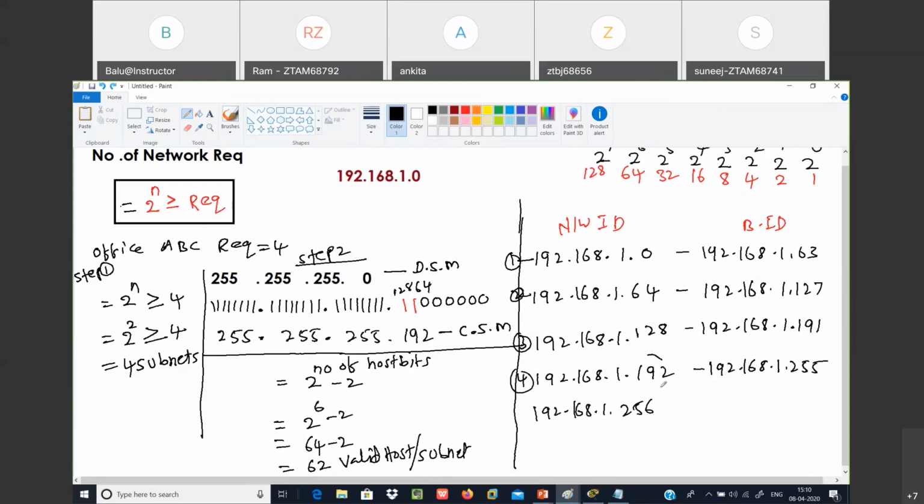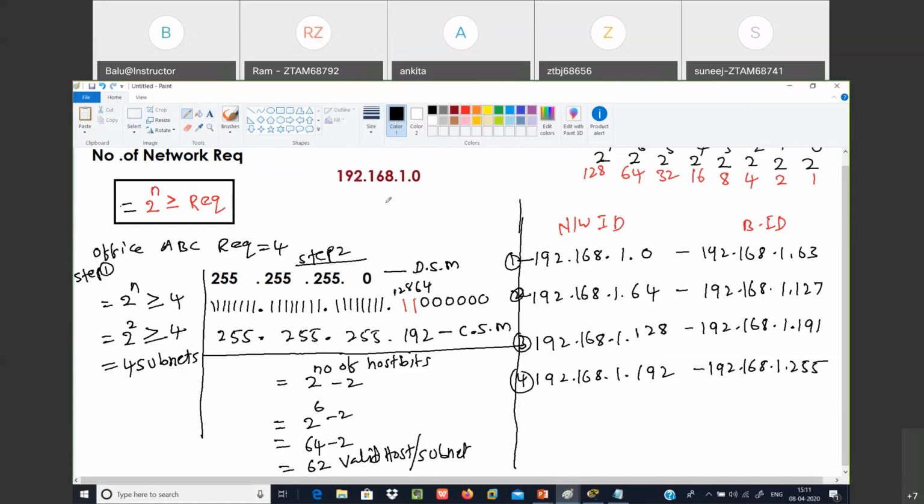Okay. Now 192 before number is what? 191. 128 before number is what? 127. 64 before number is what? 63. So these all are broadcast IDs. They all are what? Network IDs, right? Right, good. Now 256 is removed. 256 is invalid.